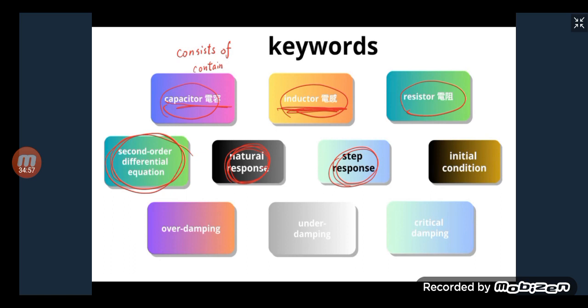And step response is just the opposite. 就相反, the opposite. It's to consider the situation right after you connect the circuit with a voltage or a current source, a power, an energy source, or switch from one source to another source. Okay.